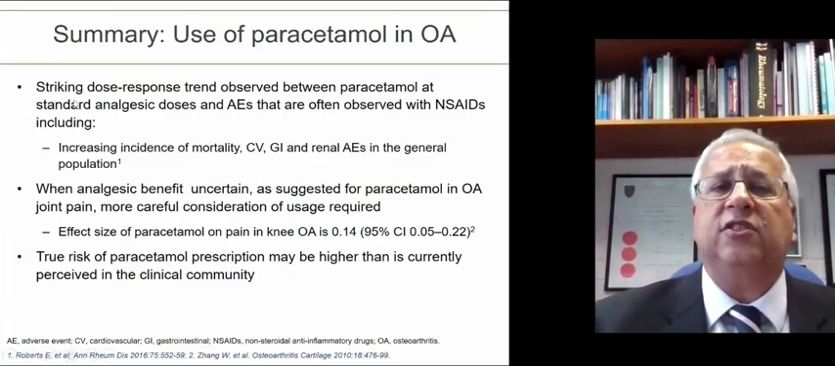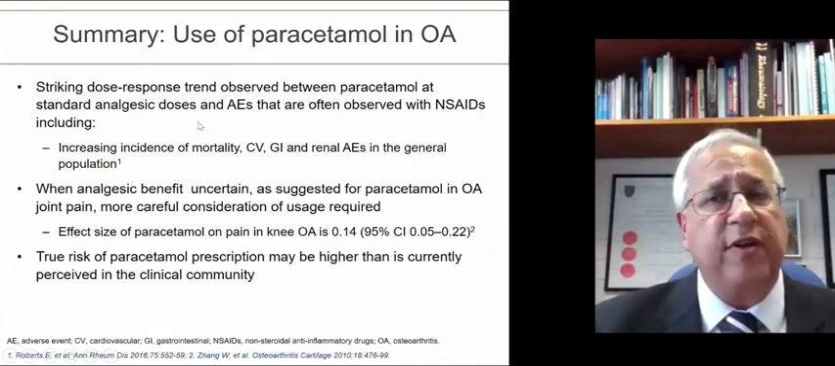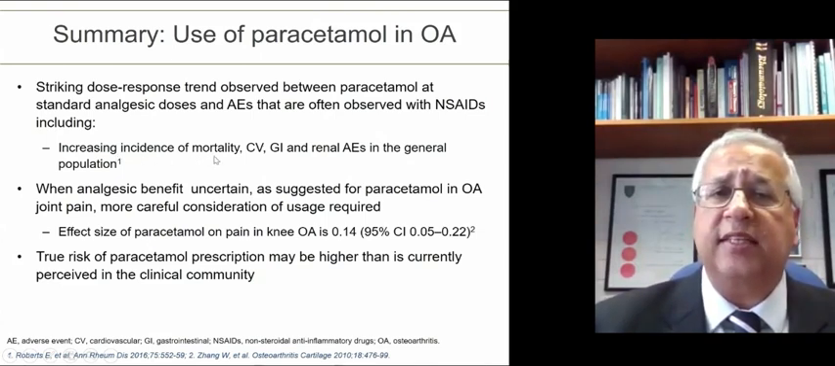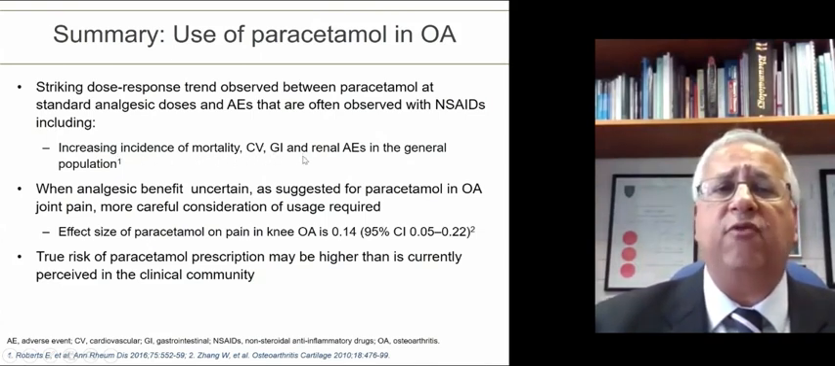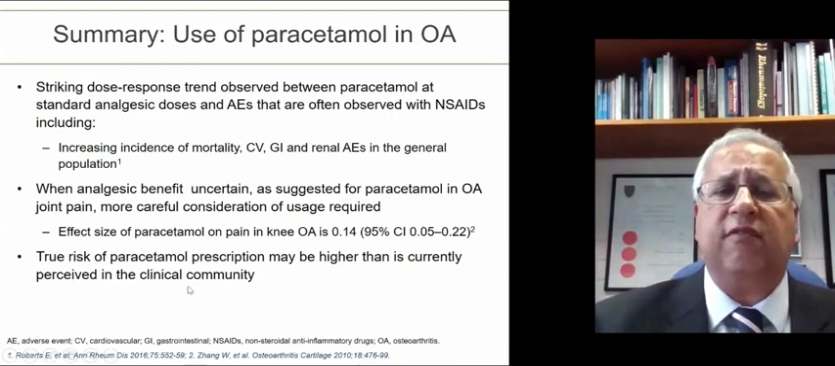So these studies revealed a striking dose-response relationship between paracetamol at standard doses that we use for pain relief in OA and adverse events that are often observed with NSAIDs, including increased incidence of all-cause mortality, cardiovascular, GI, and renal adverse events. There was a benefit with a small effect size, as I said, of 0.14 in most of these studies when amalgamated, but the true risk of prescription may be even higher than is currently perceived in our clinical community.